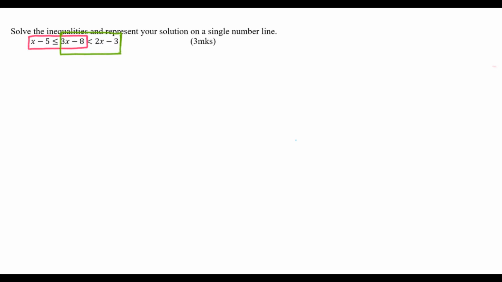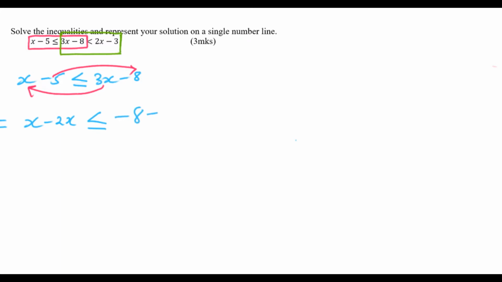We start with x minus 5 is less than or equal to 3x minus 8. In solving this, we take this one to this side, and this one you can take to the other side, so that we have x minus 3x less than or equal to negative 8 plus 5. So we have negative 2x less than or equal to negative 3.